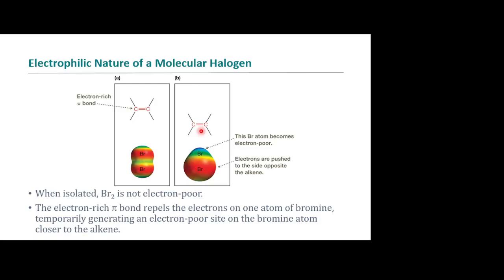What's going to happen? You can pull on it, right? Okay. And so what you're going to end up getting is you'll start initiating your bond. It'll start attracting the nucleus. Okay? And so, remember, when isolated, bromine is not electron poor. In fact, with two bromines, normally they would not be electron poor on either one.